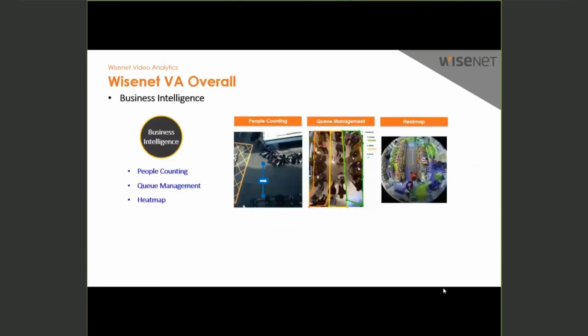We also have business intelligence: people counting, queue management, and heat map. These analytics can be used for retail insight, for management of a retail chain. You can count the visitors, monitor the queue, and check which area is popular and which is not with the heat map function. This business intelligence is provided on most of the accessory cameras and P-series AI cameras.